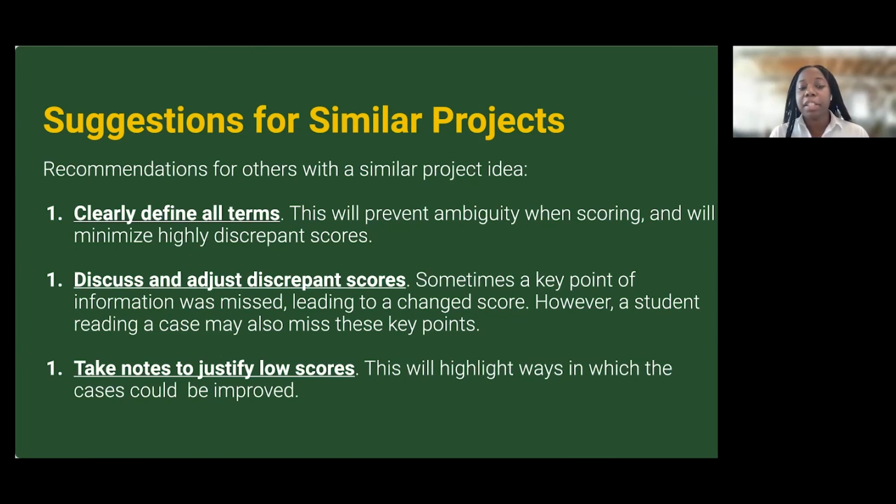Secondly, it's important to have discussions to address any discrepant scores. I think a key point is that sometimes the information is missed by one rater, and this may lead to a discrepant score, but when you have that discussion, there's an opportunity to change the score and streamline it between raters. And it's also important to recognize that a student reading the case may also miss these key points.